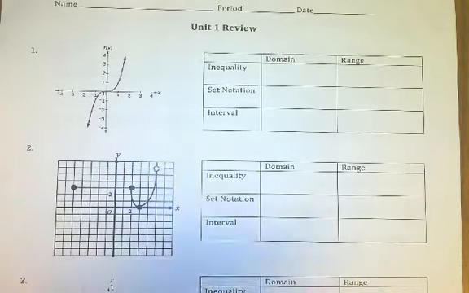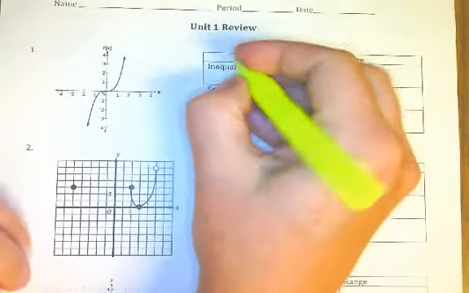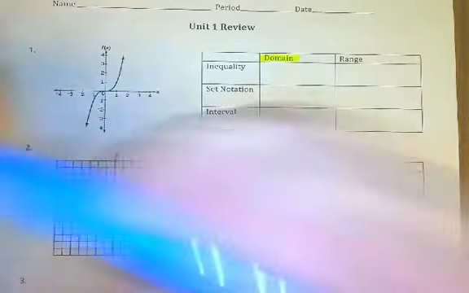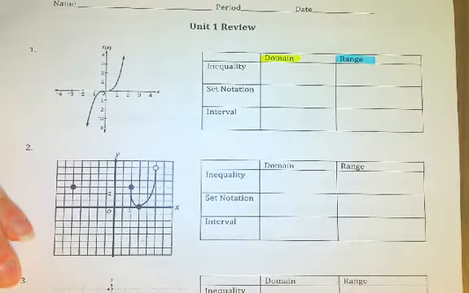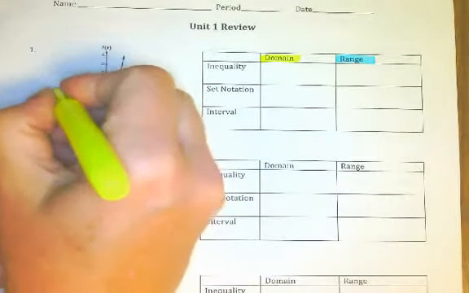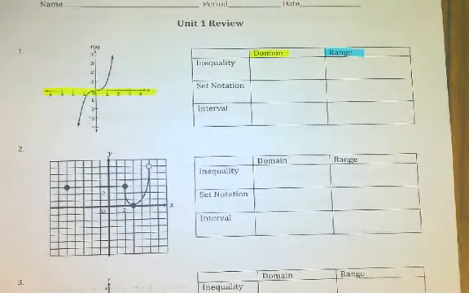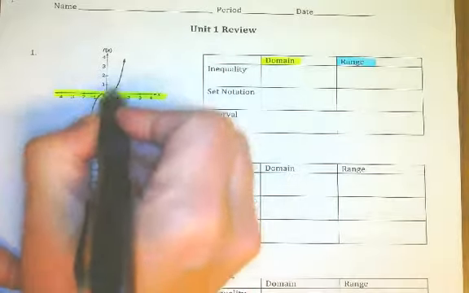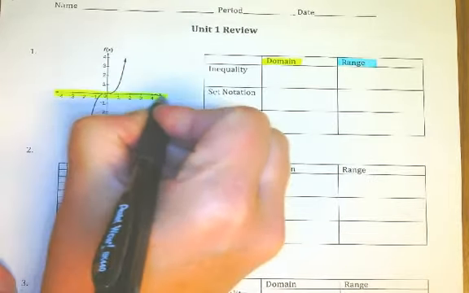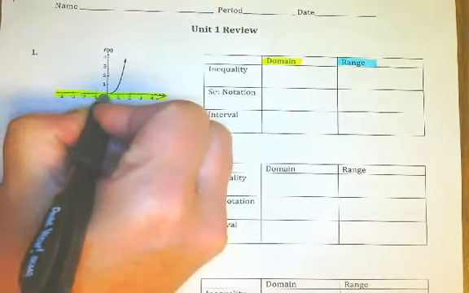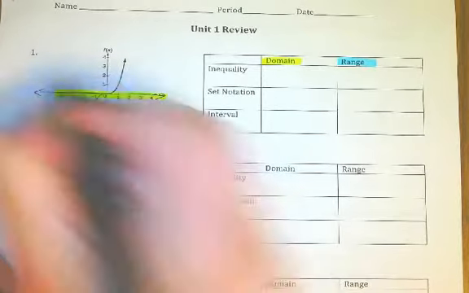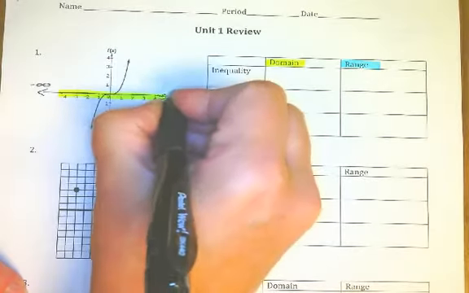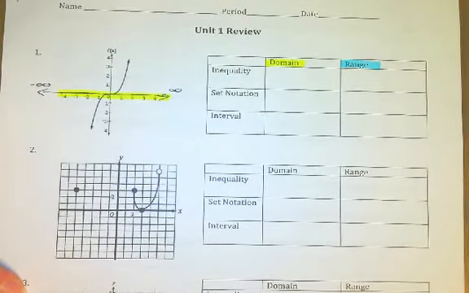Alright, so the first thing we're talking about is domain and range. I'll make domain yellow and range blue. Domain is all about the x-axis, so when I'm looking at the domain, I'm only focused on that x-axis. You can tell that as this is going up, it's also going to go out forever, and as this is going down, it's also going to keep on going out forever. So this graph will actually reach negative infinity, and it'll also go all the way to positive infinity.